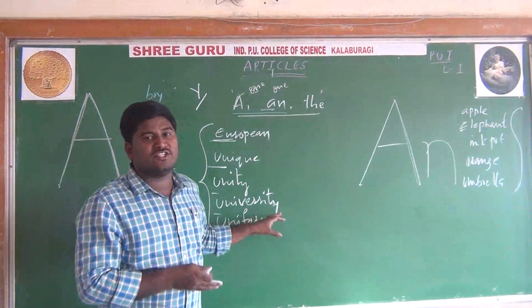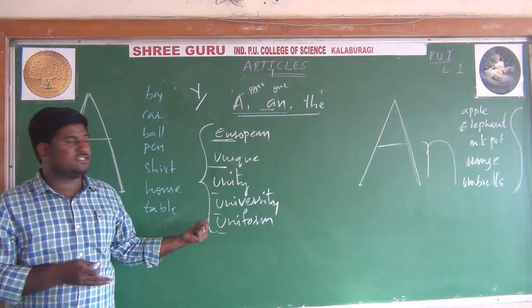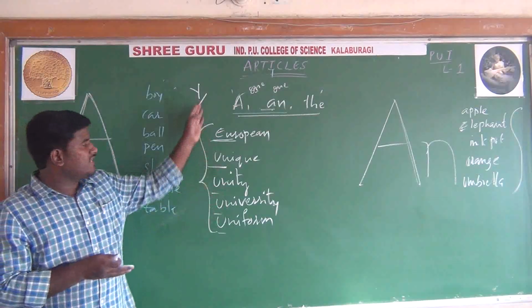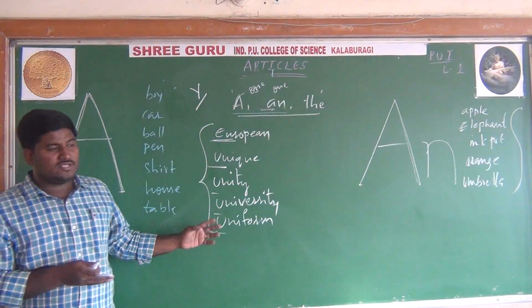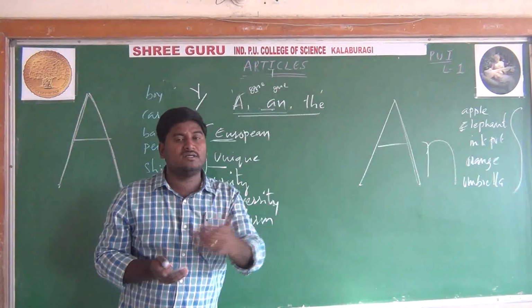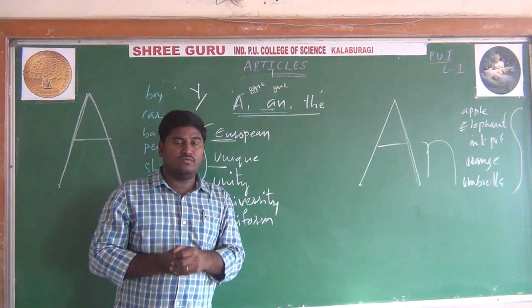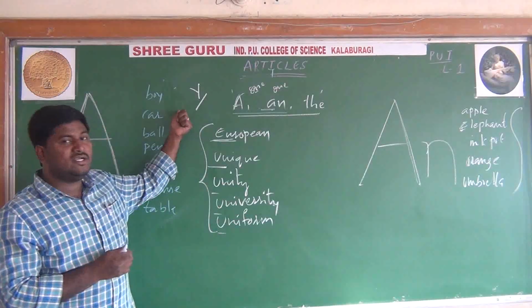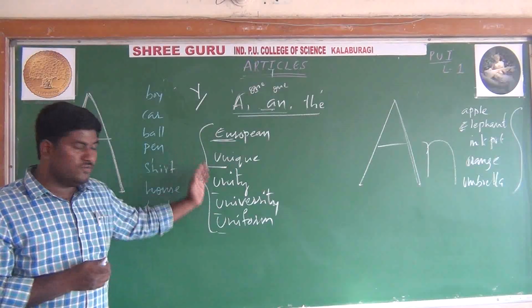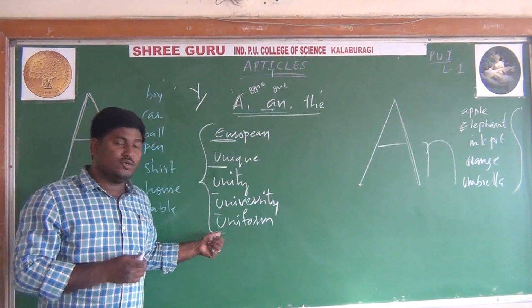Same, university, it is also having a Y sound. Uniform is also. These are exceptional words. So sometimes they make us confused. They begin with a vowel, but they will not have the sound of a vowel. They are having the sound of a consonant. So that you should say a European, a unique, a unity, a university, a uniform.